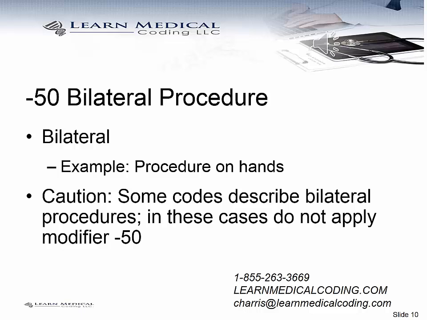Modifier 50, bilateral procedures. This modifier is used when a procedure is performed on the right and left side of the body. For example, a patient comes in and the patient has a hip replacement performed on the left side and a hip replacement performed on the right side. You would use modifier 50 instead of an LT modifier and an RT modifier.